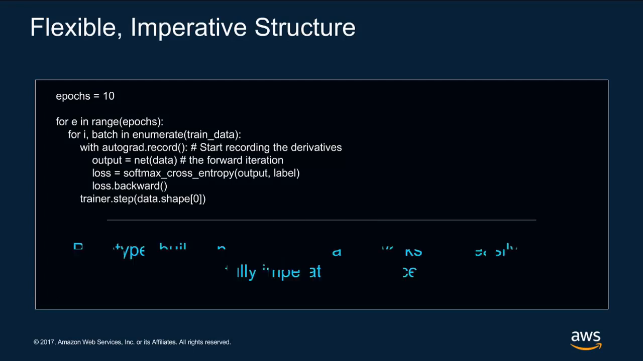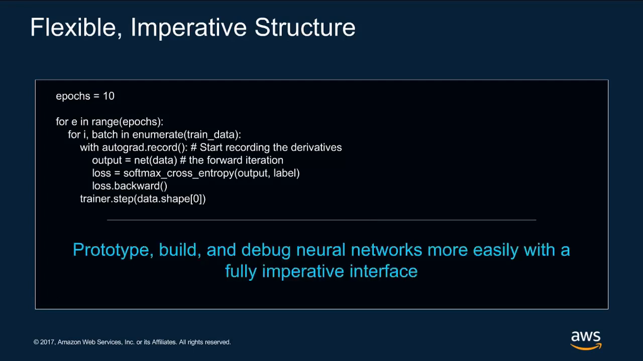Then we have the fully imperative structure. This clearly demonstrates that your training loop can be a nested for loop. So it's Python native code. What you're doing here is computing the output of the data, with output equals net, and net is your model. You calculate the loss. You do the backward propagation step, which tells you how your parameters are decreasing that loss, and then you update your model parameters accordingly. So very simple, intuitive syntax.